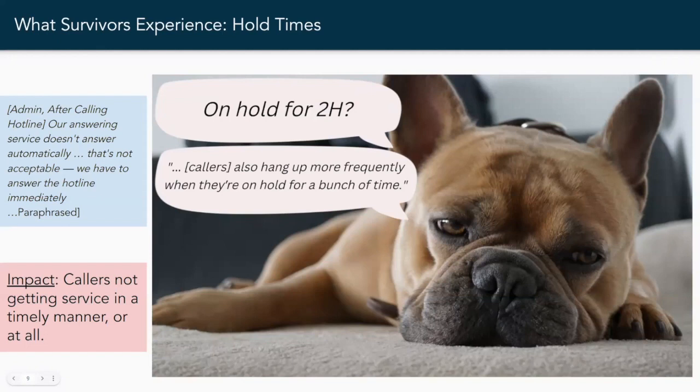So another agency shared with us that their answering service doesn't always answer automatically, and that was a real problem for the agency because they had to answer the hotline immediately for one of their grants, in order to be compliant with that grant.